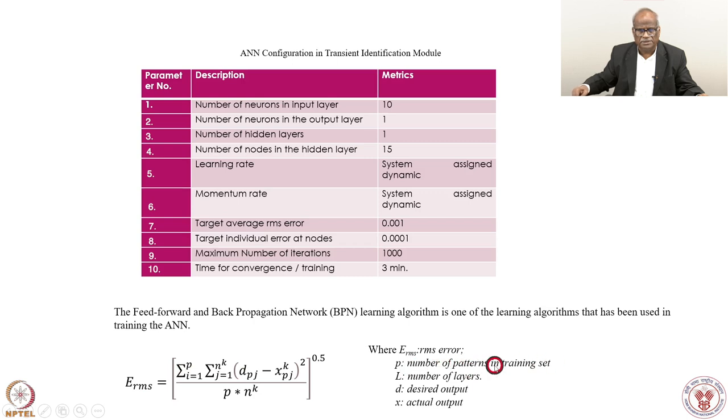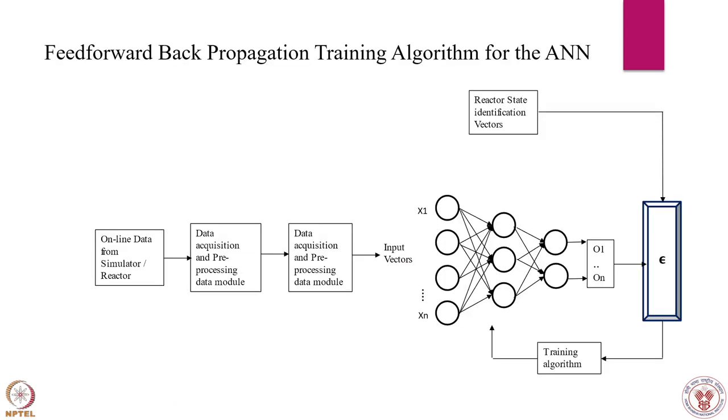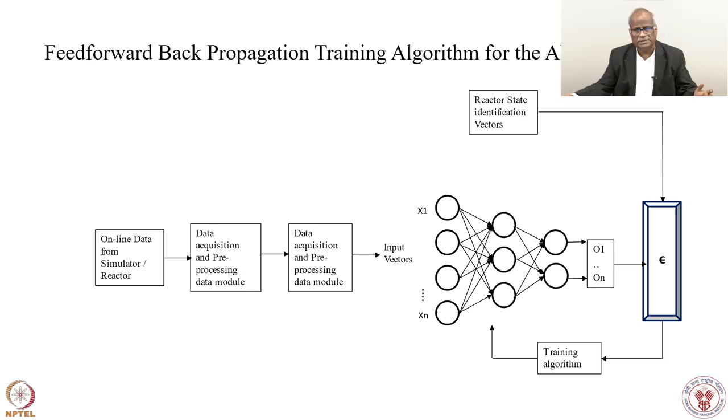P is the number of patterns in the input, L is the number of layers. So this is the network which was designed, and then the architecture of the complete system was online data. Actually all these things you do on a simulator, because in the plant, the simulator reflects the plant-specific data also, because they are part of the simulator. At the same time it allows you to do experiments on, let's say, outliers or missing information. Those kinds of things can be done only on a simulator, it cannot be done on the plant.